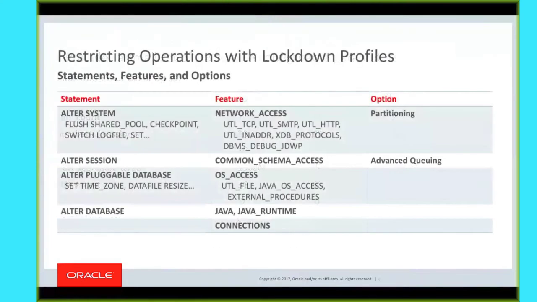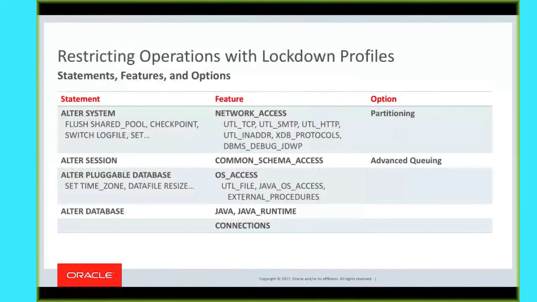So what else can you do with lockdown profiles other than just disabling alter system? So we can basically cover this topic under 3 different categories, which I would say those would be statements, features, and options. At the statement level, we have the option to disable alter system, alter session, alter pluggable database, and alter database. Again, alter system has other sub-components as well: you can disable alter system altogether, or you can disable alter system for set clause, or you can disable alter system for flush shared pool, etc.